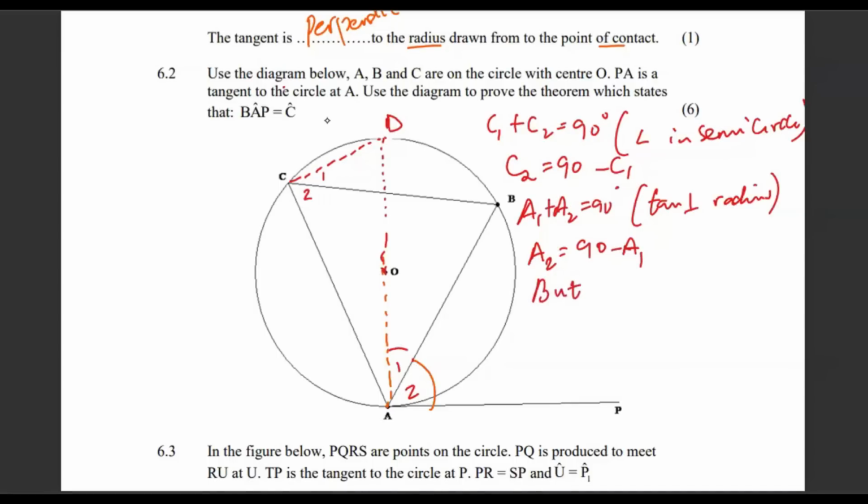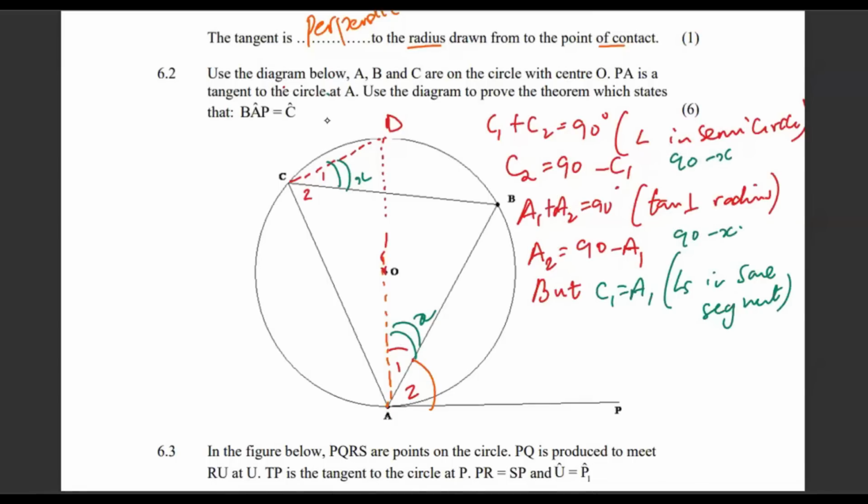But we know that C1 and, okay, we're saying C1 and A1 are the same. C1 is the same as A1. Those are angles in the same segment. So if C1 and A1 are basically the same, meaning that if this was X and that was X, this C2 would have been 90 minus X. This A2 must have been 90 minus X. And if that is true, therefore, our C2 is the same as our A2. So we're done with proving.